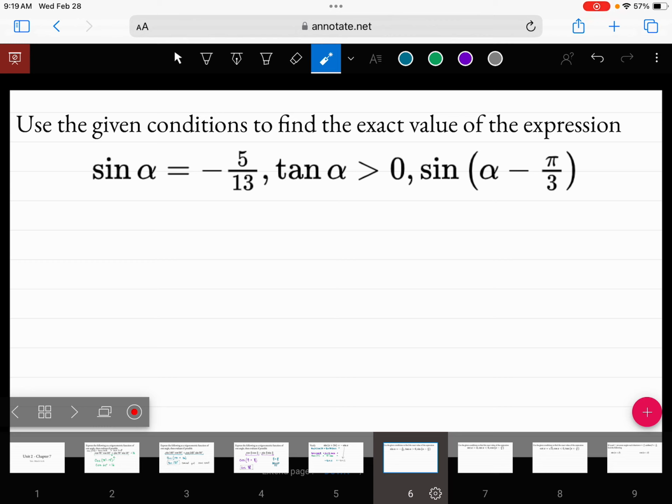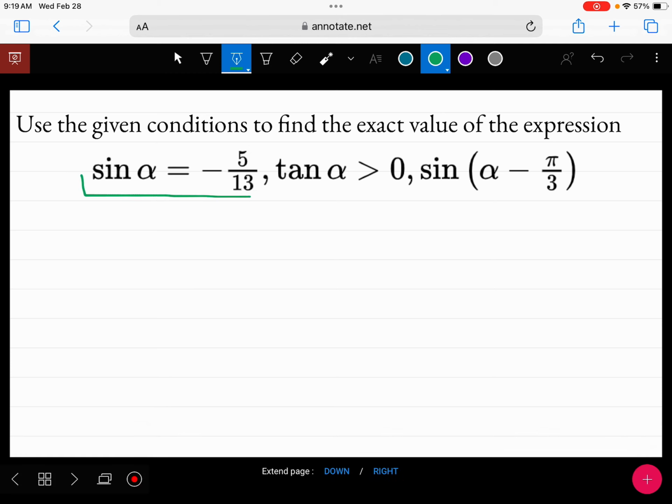So it says use the given conditions to find the exact value of the expression. And they give them to you, and they usually almost smash them together like this, which is obnoxious, because these are our given conditions, and this is the expression we are asked to evaluate. So we're going to take the information that I underlined in green and use it to evaluate purple.